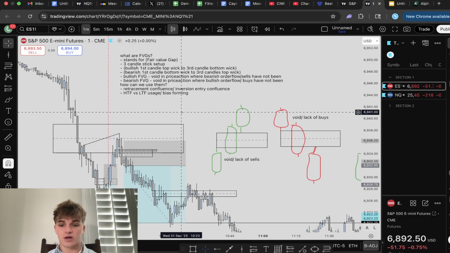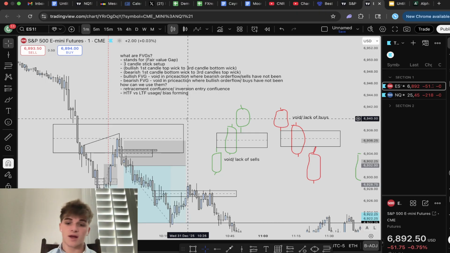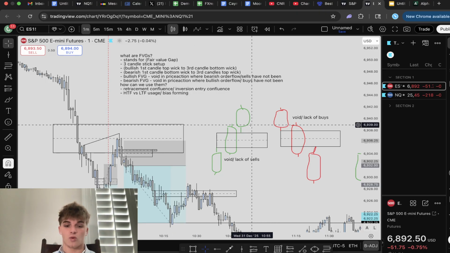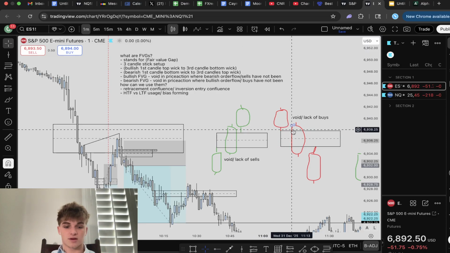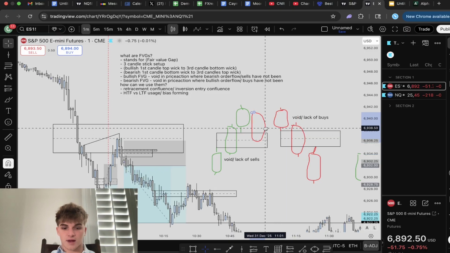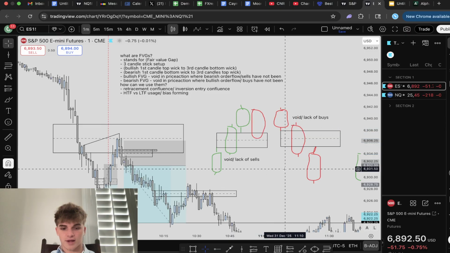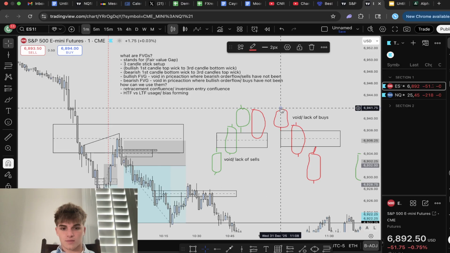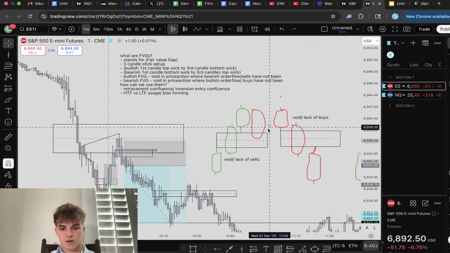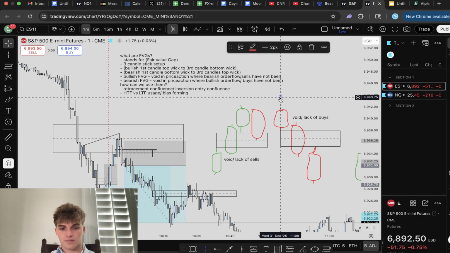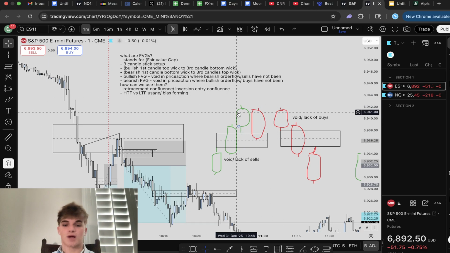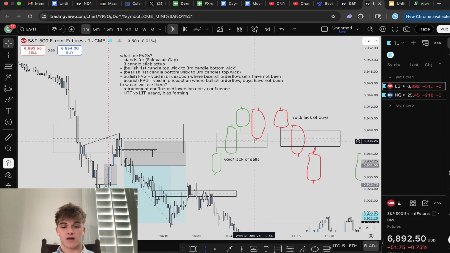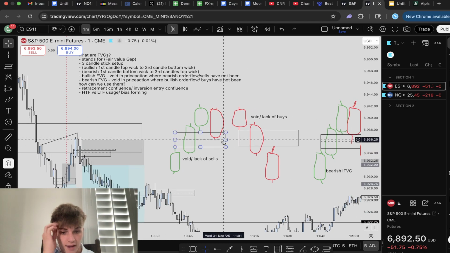How can we use them? Like I just said, it is a retracement confluence. So let me paste that. Now we have retraced, wick, wick. It's a retracement confluence. Three candlesticks up, we get a big retrace down into this fair value gap. You can use this. I forgot what this box is called.